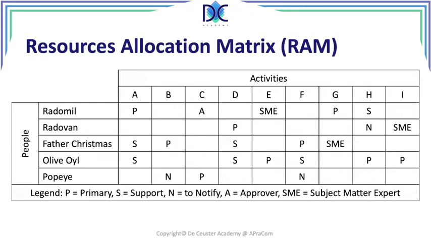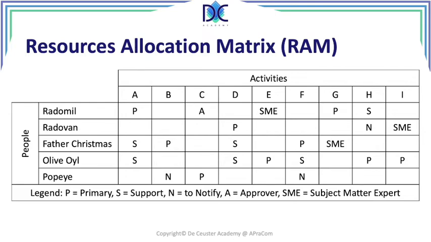What is very important is that every activity should have one and only one primary lead, the person in charge of the activity. Typically, it should be the person with the best qualification. People to support can be more, to notify, approvers and SMEs. There can be more than one on the activities. It depends. But it's very important to make the distinction here that for the resource allocation matrix, you have to put there a legend.